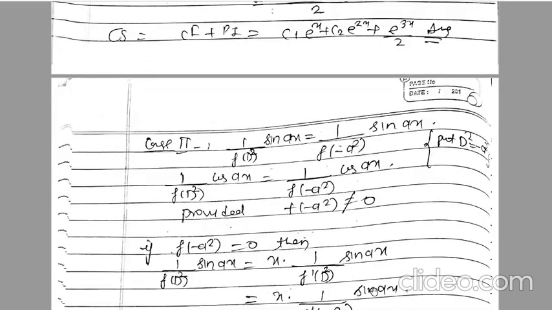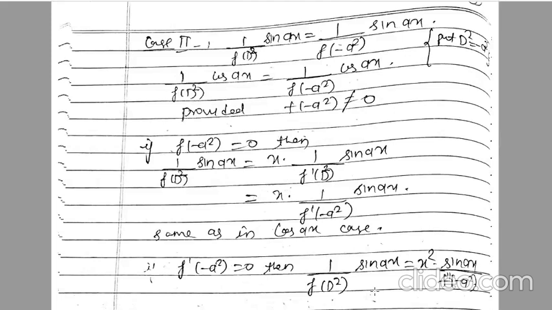So for the PI, 1 upon D square minus 3D plus 2, e to the power 3x. So put D is equal to 3 if your f(a) does not equal 0. So yeah, we are getting f(a) not equal to 0, so we can write the answer. Right?